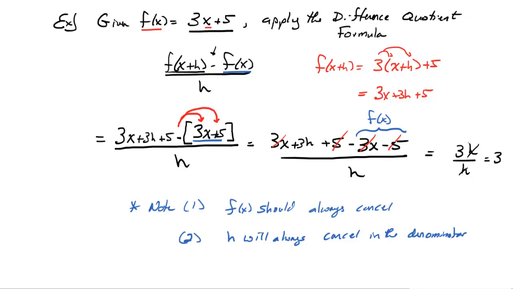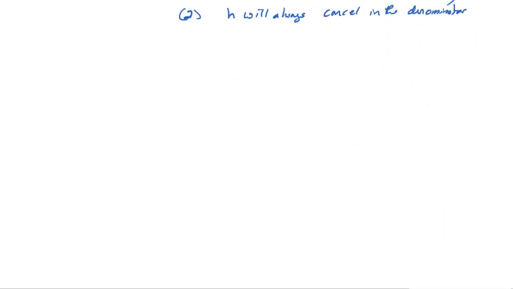And notice that is what happened right here. That's what happened right here. So the h canceled right there. So that way we know that we're on a good path. Let's try one more example and see how we do.